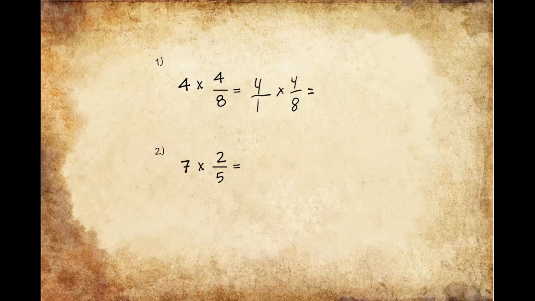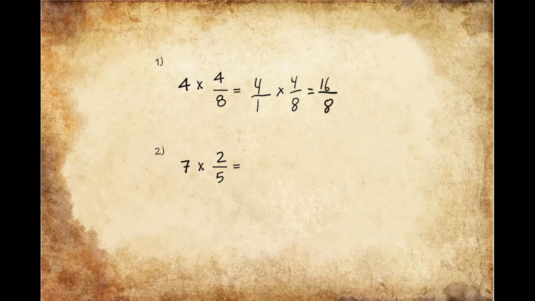If you need a refresher on how to multiply fractions, check the video link in the description below. Our first step when we're multiplying fractions is to multiply the numerators. So 4 times 4 gives me 16, so I'm going to write the new numerator of 16. Our next step is to multiply the denominators. So 8 times 1, which gives us 8.